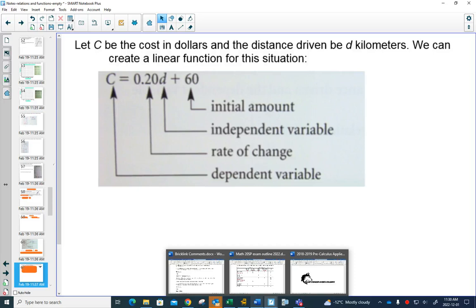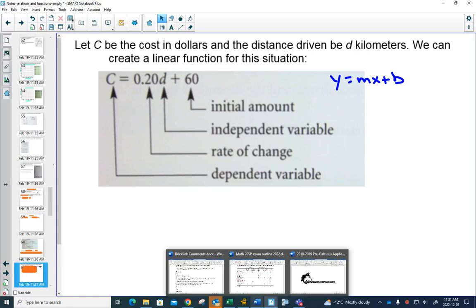So we could make then a formula using y equals mx plus b. We're going to draw that photo. The initial amount is your y-intercept. That's when you haven't drawn any. That's going to be $60.